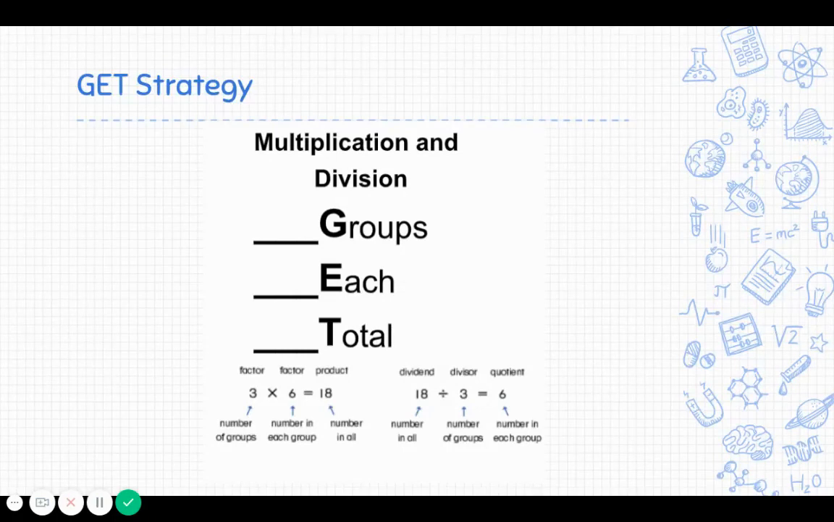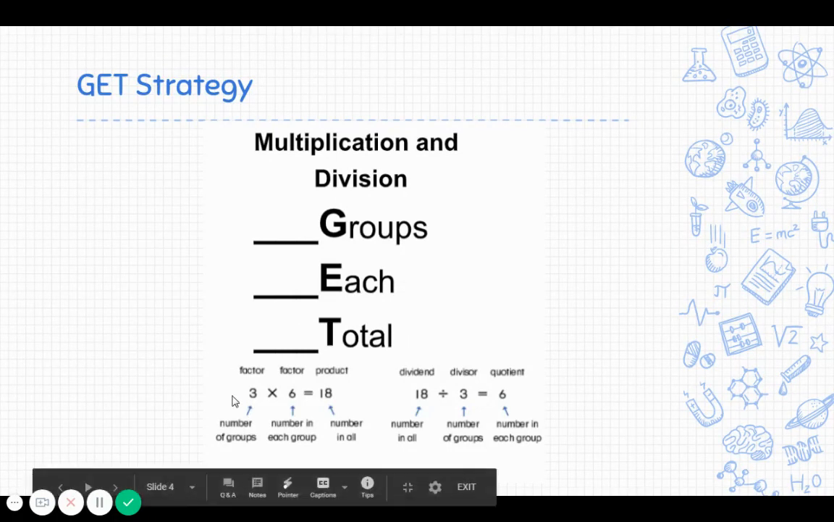Now, if we focus on multiplication, we can see that multiplication is multiplying 2 factors. So 2 factors multiplied equals the product. Now, this factor can be, as we're talking about the GET strategy, the number of groups, and then multiplied by how many in each. And the answer, or the product, will be the total, or the number in all.